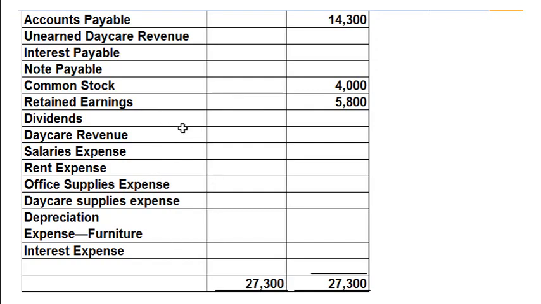These accounts have all been closed out, and the balances in these temporary accounts, dividends through interest expense, have all been moved into the retained earnings account. Now, all of that is part of the more formal accounting process that you've seen previously. In this problem, we will actually take the simpler approach where we will show the recording of these temporary accounts, dividends, revenues, and expense accounts.